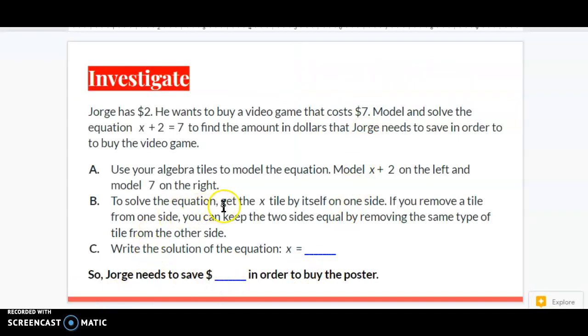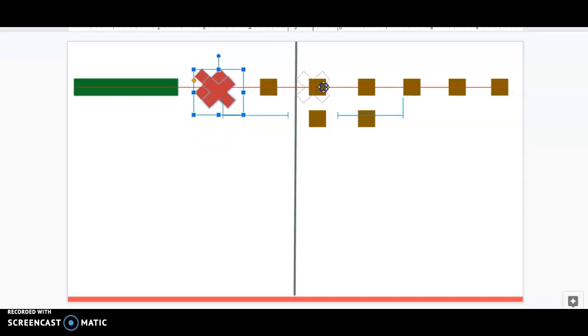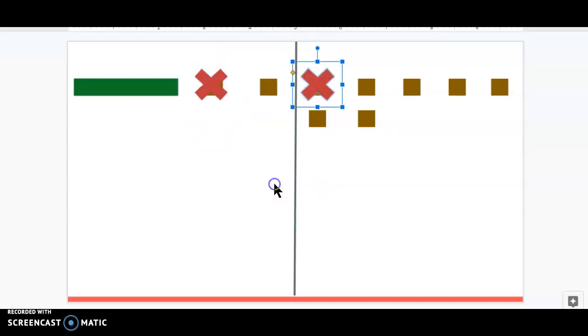In order to solve this equation, you need to get the x tile by itself on one side. So if you remove a tile from one side, you can keep the 2 sides equal by removing the same type of tile from the other side. So what does that mean, Miss Carmona? I have this little x. If I take 1 tile away, boom, I have to do the same thing to the other side, so I'm going to do that over here, boom. And then I still have to get x by itself, so I'm going to take away another tile.